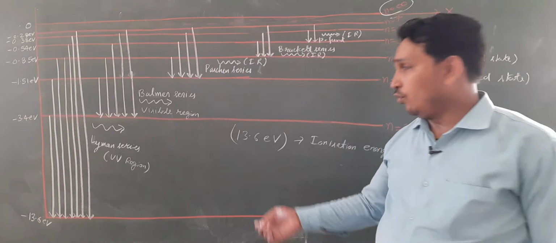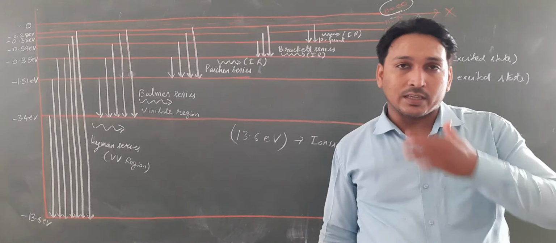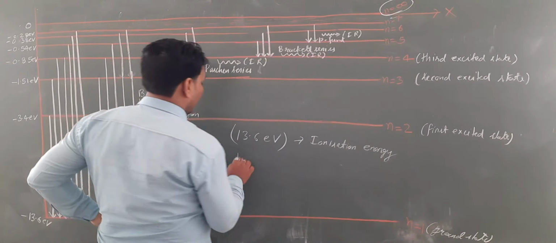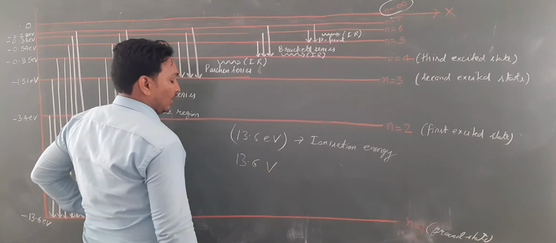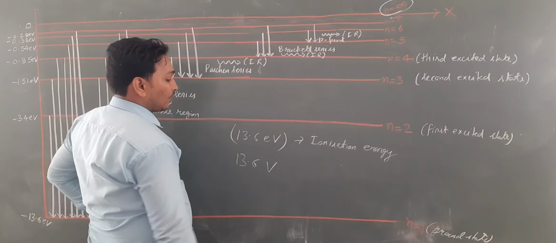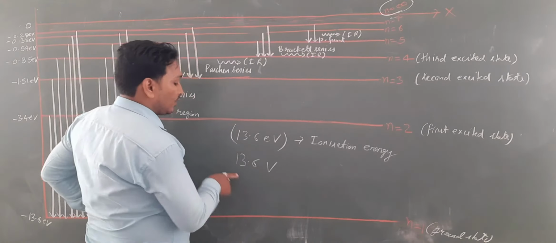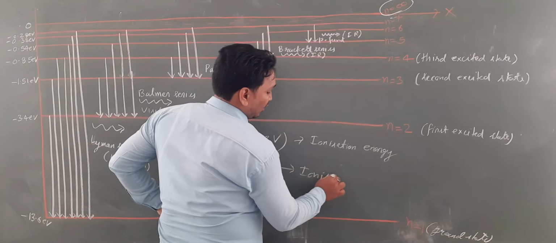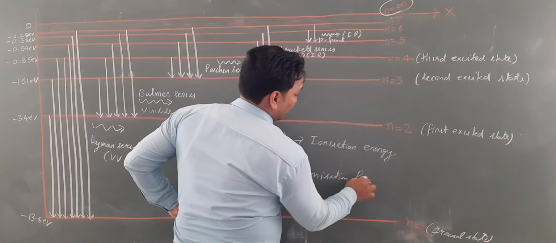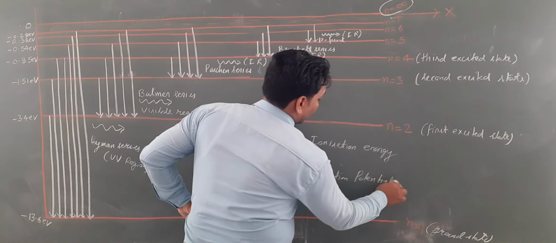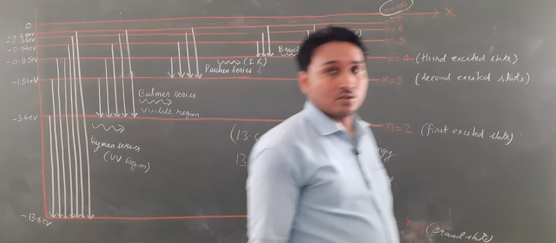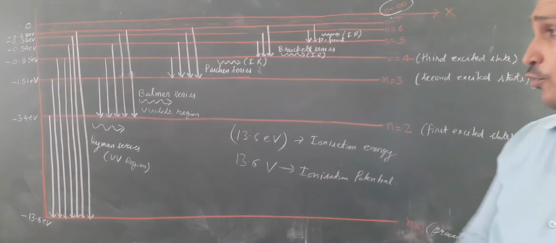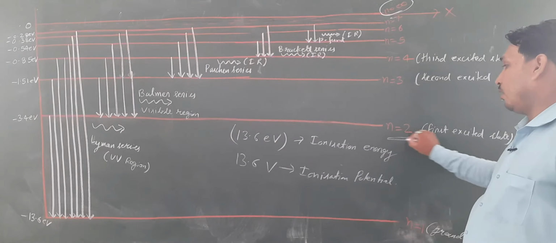Now if we want to do the same with some accelerating potential, then what is the potential required? The potential required will be 13.6 volt. This is the kinetic energy which is given to the electron by applying a potential difference of 13.6 volt. This is called ionization potential. Is it clear? Now suppose one electron is there in the second orbit.